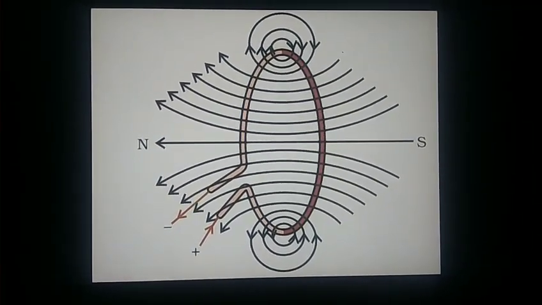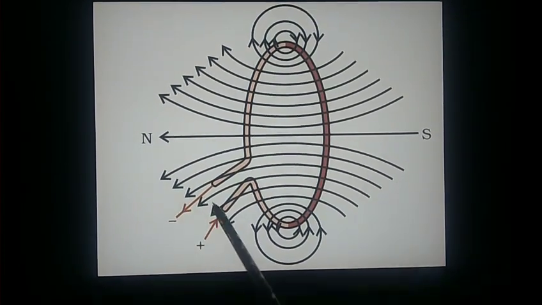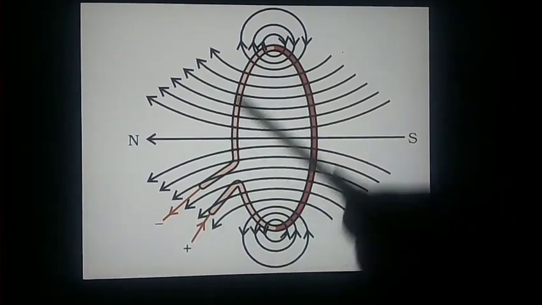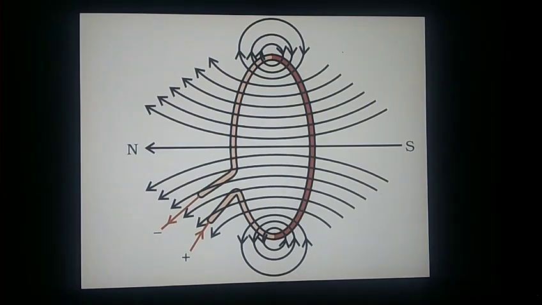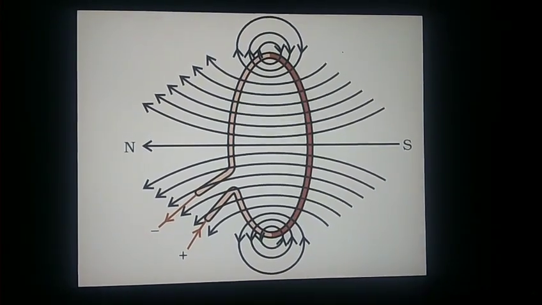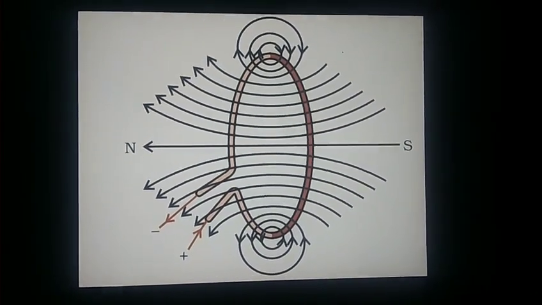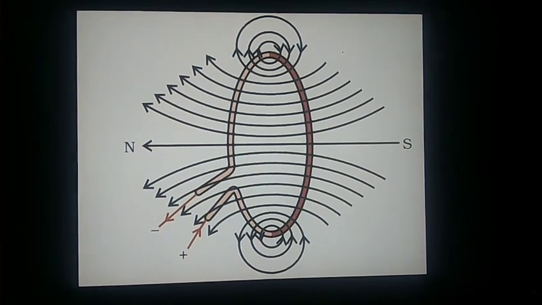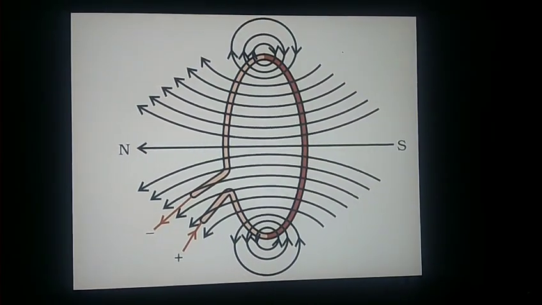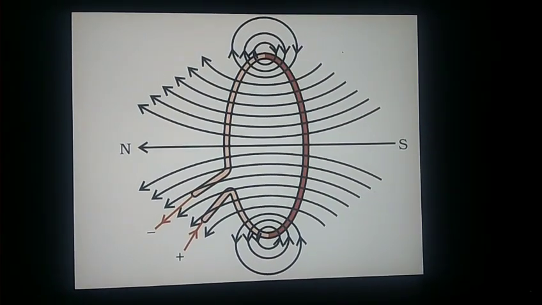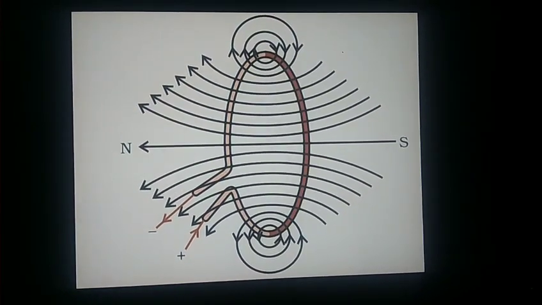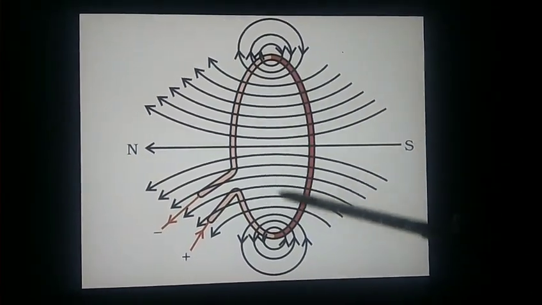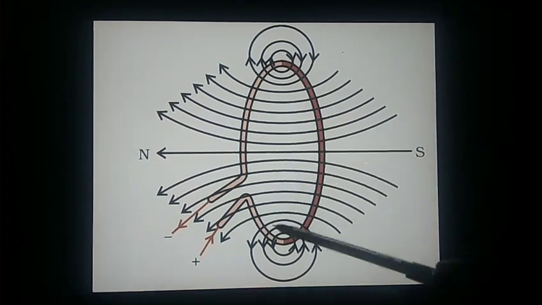If the positive terminal is on that side and the negative terminal is on this side, then the current is produced in the clockwise direction. Whether clockwise or anti-clockwise, the magnetic field lines form in the same way. So this is the inside of the copper wire loop.